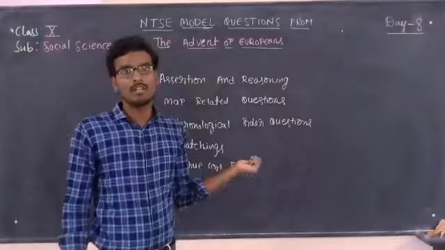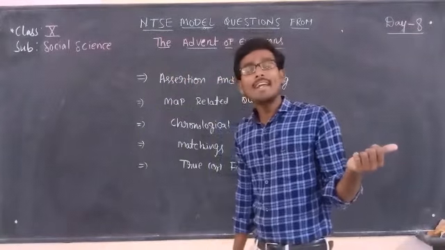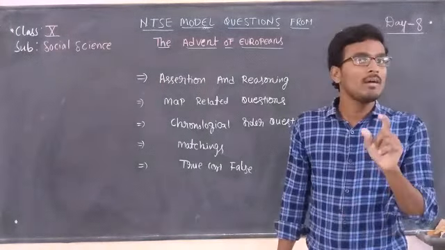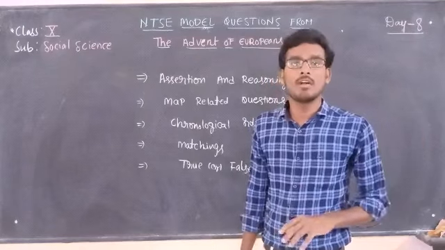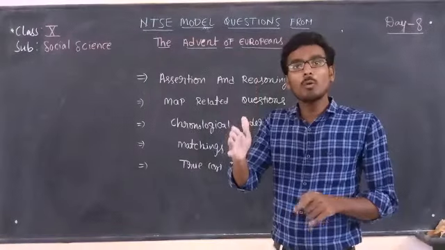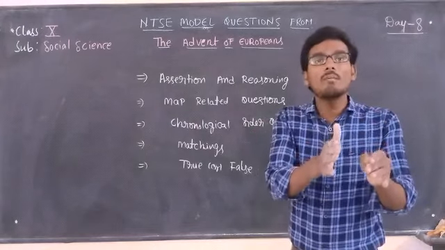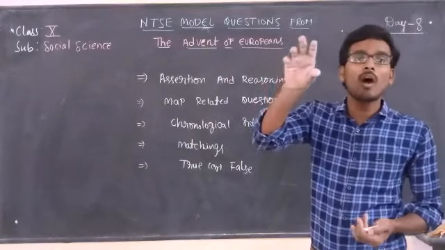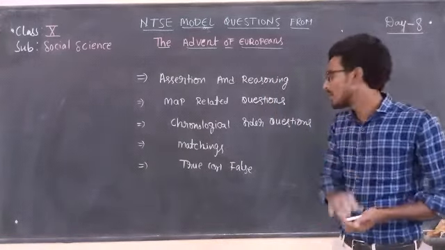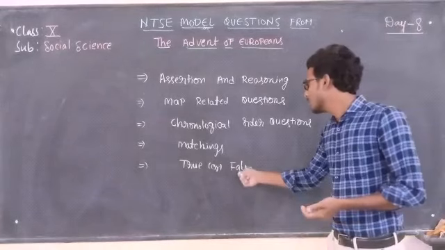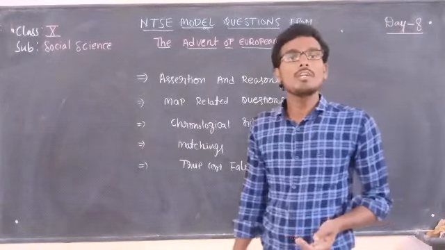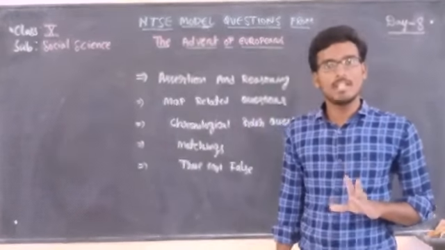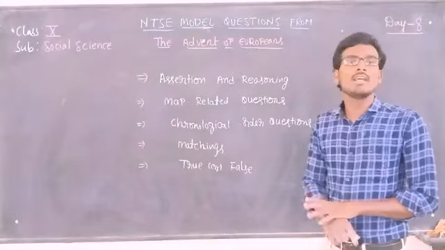After that, they will give matching. Sometimes they will ask, identify the right match from the following. That is also one of the models. A group of items in column A and column B will be given, and you have to match the items in column A with column B. That is one type. And finally they will ask true or false. Among the given statements, identify the true statements as well as the false statements. Like that they will give questions.